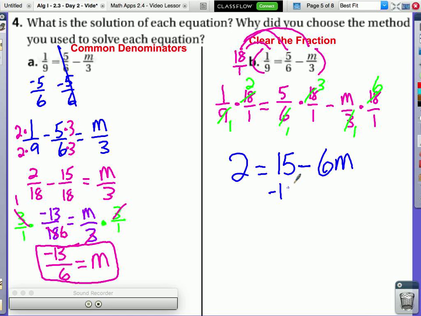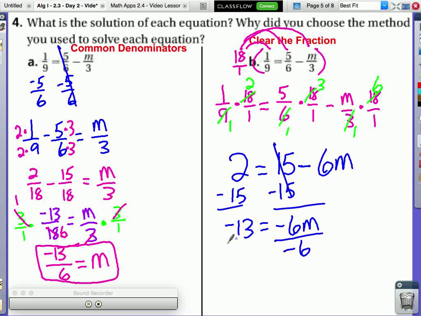we solve. Minus 15, what we do to one side we have to do to the other. Negative 13 equals, this crosses out, negative 6m, and divide by negative 6. 13 over 6.